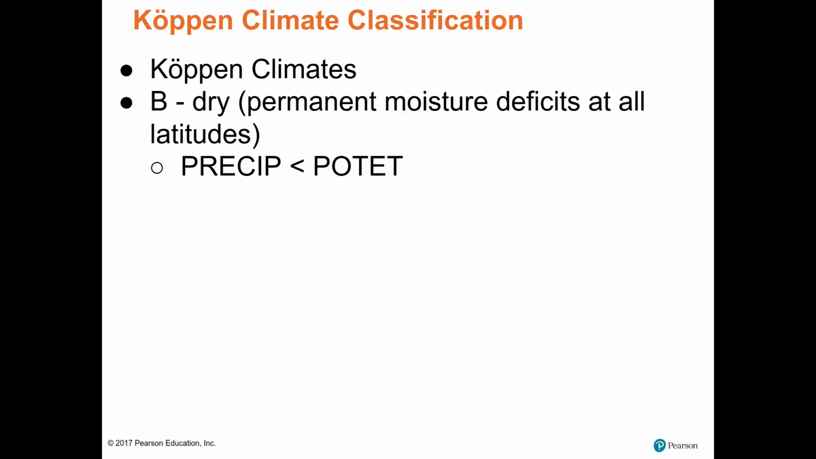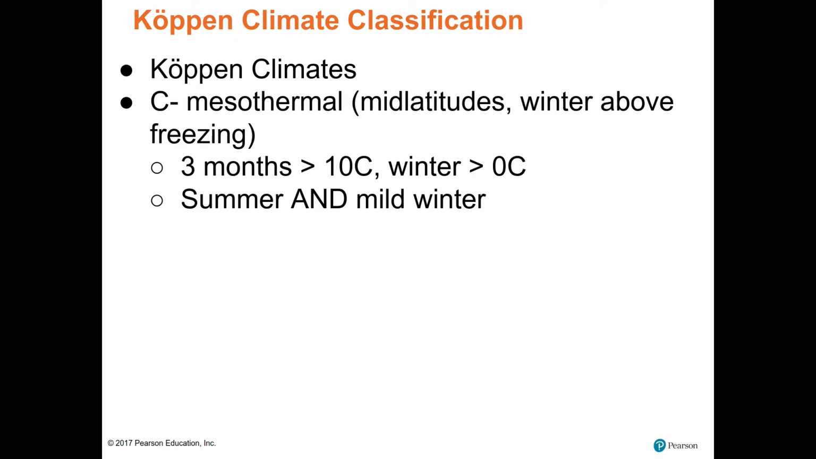B, the dry climates have permanent moisture deficits, so precip is always less than potet on an annual basis in the dry climates. C are the mesothermal. Meso means middle, thermal means temperature. These are mid-latitude climates. They have 3 months with the average temperature over 10 Celsius, and the winter temperature, the coldest winter month, has to be above freezing. So they have 3 months of summer, and that's what you need for tree growth, and the winter is mild. The coldest winter month is above freezing.